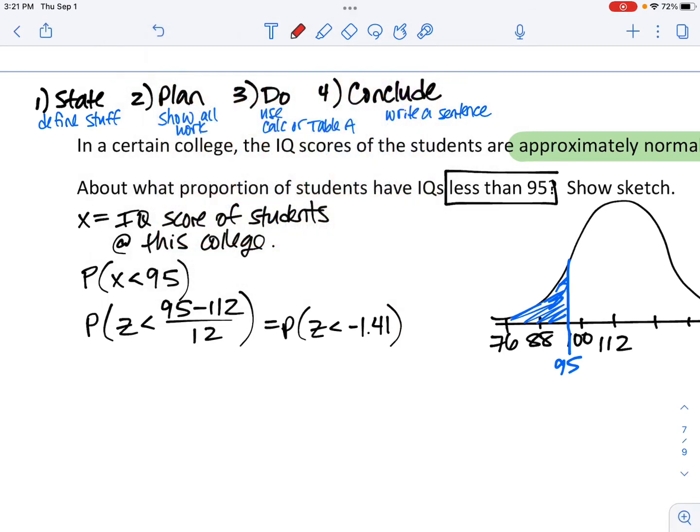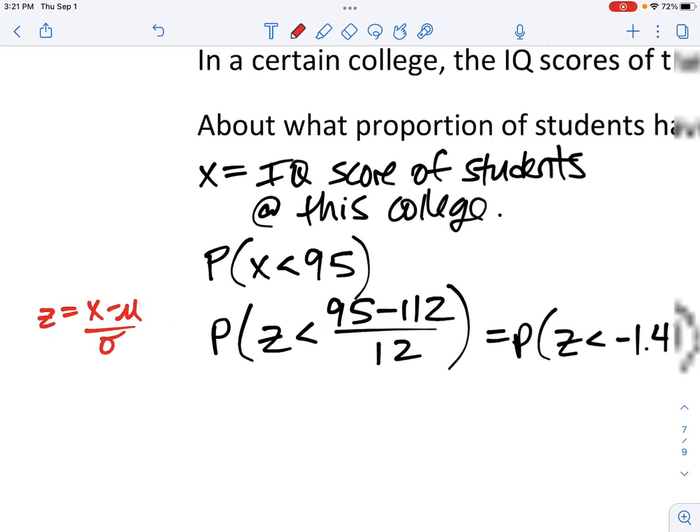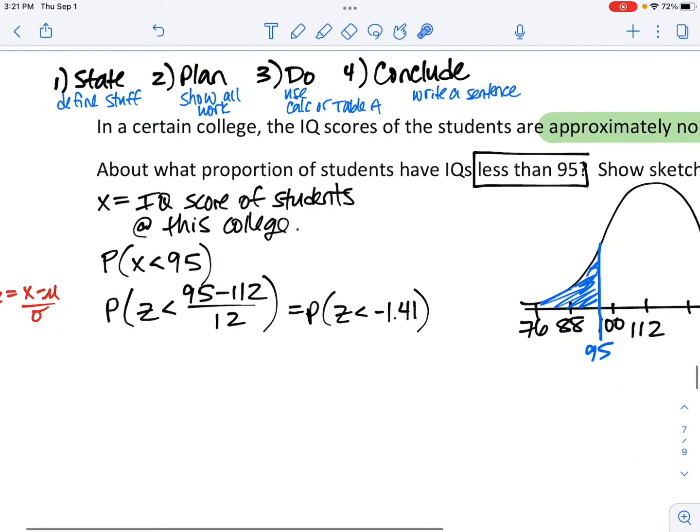Remember, since these are our notes, if you're wondering how I did that, remember the z-score formula is x minus the mean over the standard deviation. The x is where we drew our line. This question, the x is 95, so there it is, and there it is.